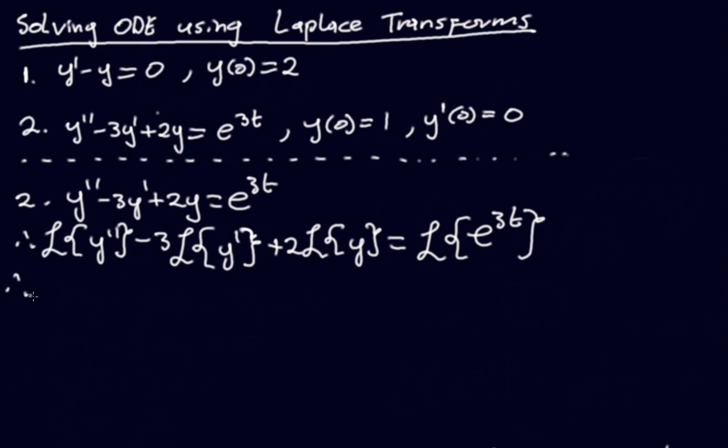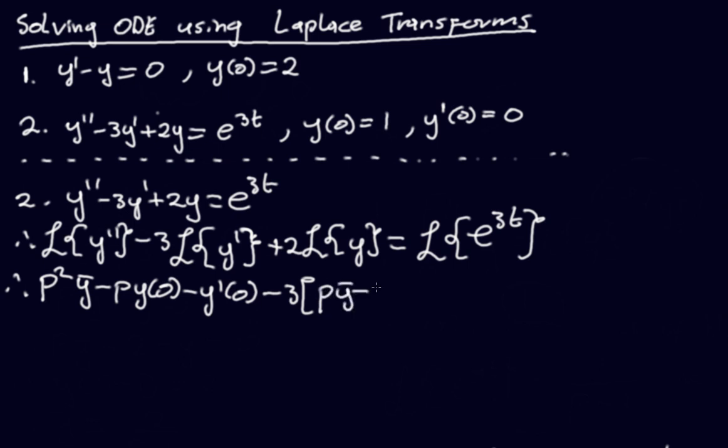Okay, so after this, therefore I can go ahead. It means this is a p power 2. Let me use a y bar also, it's very quick. Minus, means it's a y naught, minus y prime at 0 as well. Minus 3 times first derivative here, so it's a p y bar minus y naught, plus 2 y bar. Therefore it's a 1 all over p minus 3.